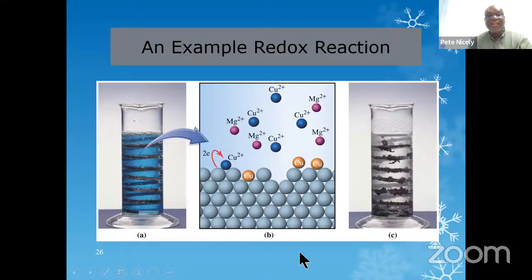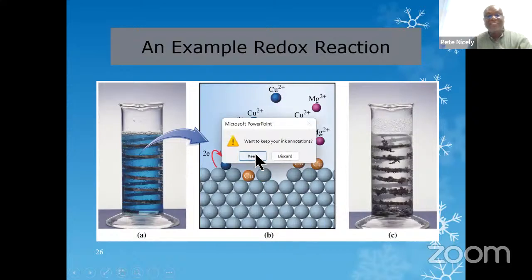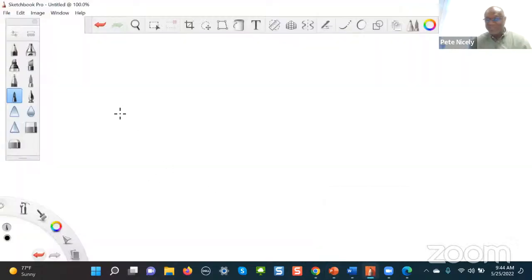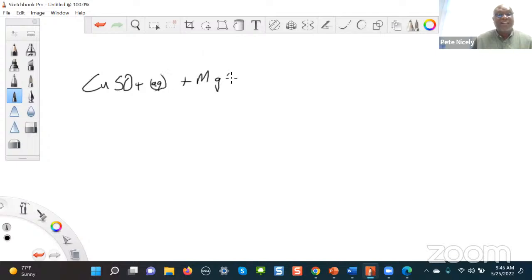So what I'm going to show you now is the equation for the reaction, and I'm going to show you how we know it's a redox reaction. So the reaction here is between copper 2 sulfate, aqueous, plus magnesium, solid, right? And the product of this reaction will be magnesium sulfate, aqueous, plus copper solid, all right?